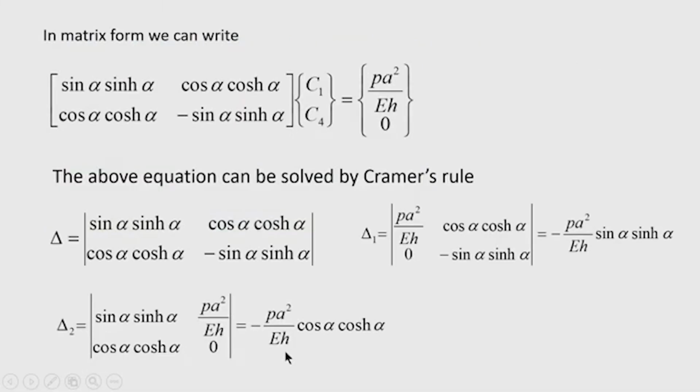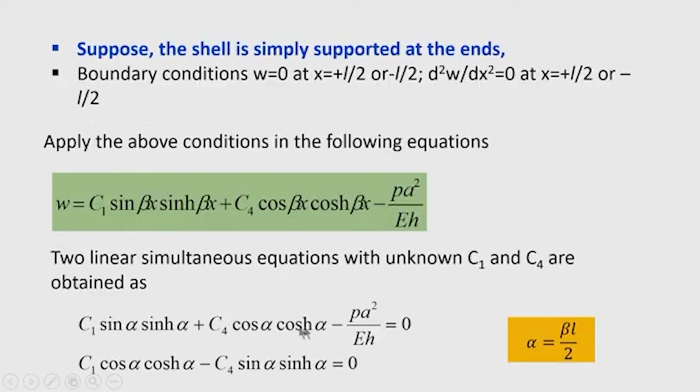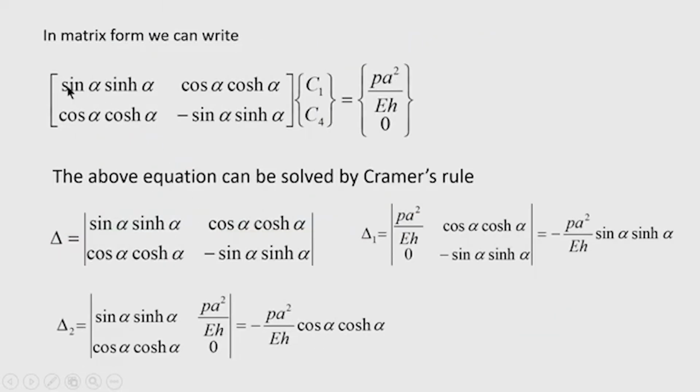Here I used the solution with Cramer's rule. So, we write the equation in matrix form. If I write this equation in matrix form, then the coefficient matrix becomes sin alpha sin h alpha, cos alpha cos h alpha, and then cos alpha cos h alpha, minus sin alpha sin h alpha, into the vector C 1 and C 4, equal to p s square by E h and then 0.